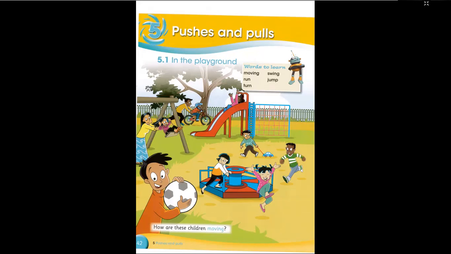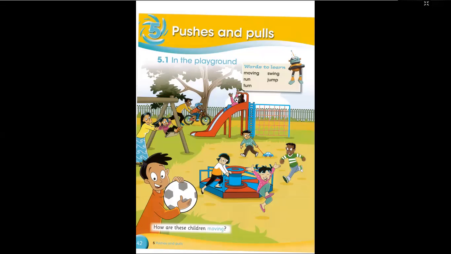This girl is also moving. She is sitting on a slide. Now we have studied slide in English. Look, she is sitting on a slide and she is sliding. This is also a way of moving your body.